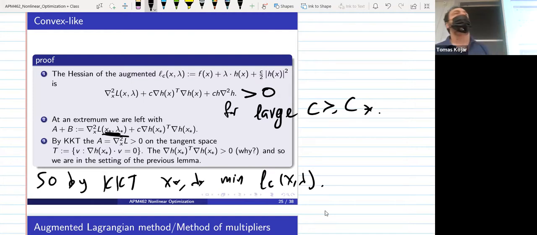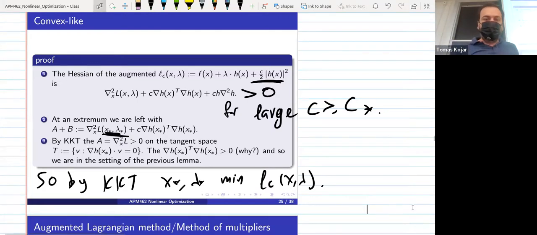If it confuses you, put c equals 0. Then we just have the Lagrangian, and this is the Lagrange multipliers theorem. So think about it this way: what happens when, in the Lagrange multiplier theorem, you add another penalty term? It says it's okay. As long as it's big enough, you still have the theorem. That's all.